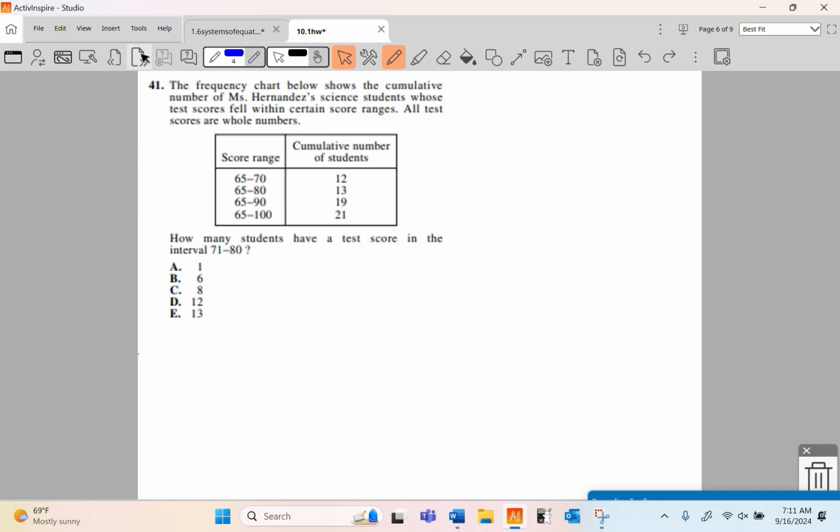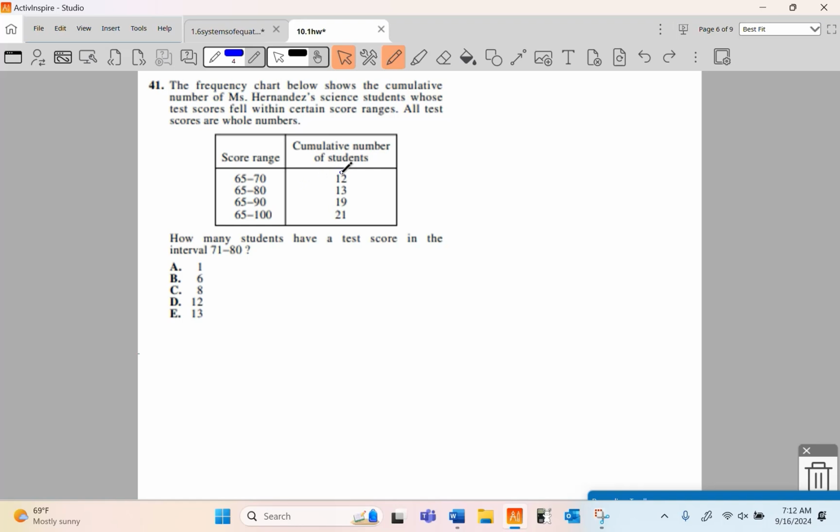The frequency chart below shows the cumulative number of Miss Hernandez's science students whose test scores fell within a certain score range. Look at her. Most of her kids are passing. All test scores are whole numbers. How many students have a test score in the 71 to 80?